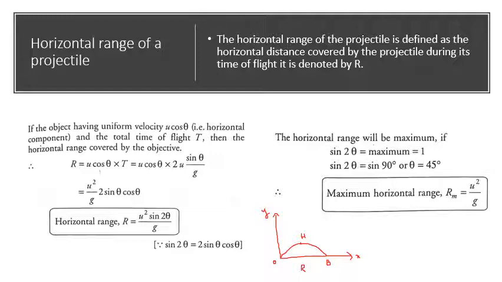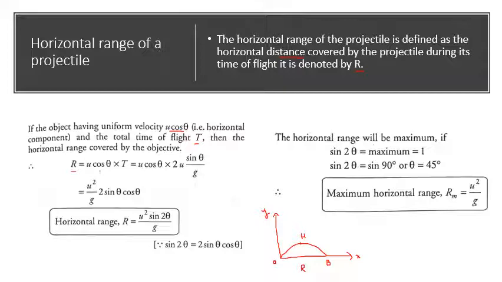Look at the definition now. Horizontal range of a projectile. The horizontal range of the projectile is defined as the horizontal distance covered by the projectile during its time of flight, and it is denoted by capital R. If the object has uniform velocity u cos theta, and the total time of flight is capital T, then the horizontal range covered by the object is capital R equal to u cos theta into T.